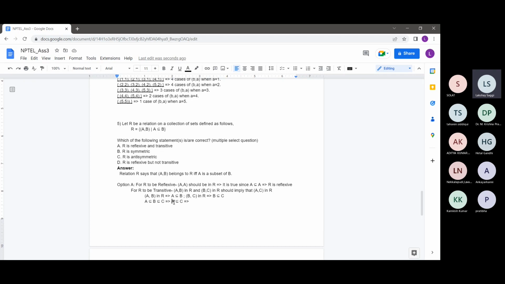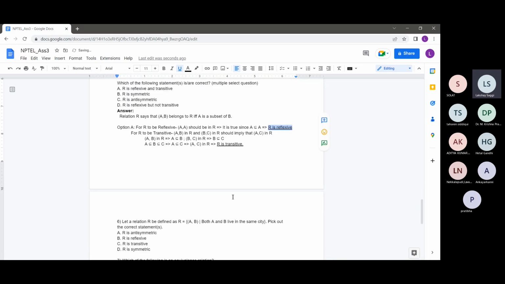And if A is a subset of C, and we have seen that if A is a subset of B then (A, B) is in the relation R, so if A is a subset of C, this implies that (A, C) is in R. So basically we took these two conditions, that (A, B) is in R and (B, C) is in R, and we have shown that (A, C) is in R. By this we have shown that R is transitive. So I'll just underline the properties of R. You guys can see the main properties here.